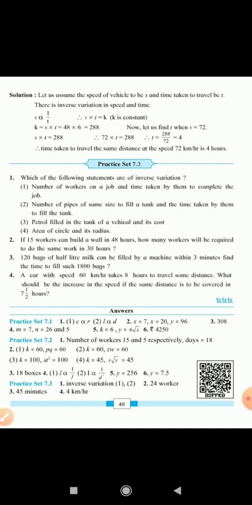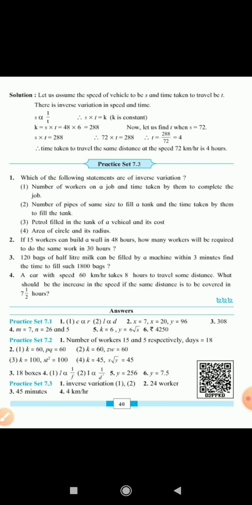Now, let us find T when S is equal to 72. S into T is equal to 288. Therefore, 72 into T is equal to 288. Therefore, T is equal to 288 upon 72, that is equal to 4. Therefore, the time taken to travel the same distance at the speed of 72 kilometers per hour is 4 hours.